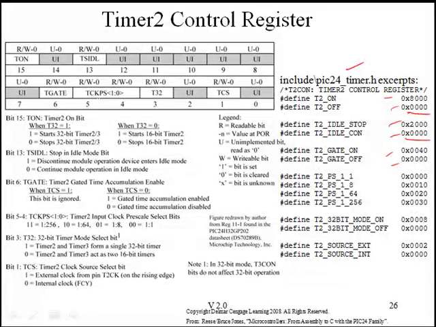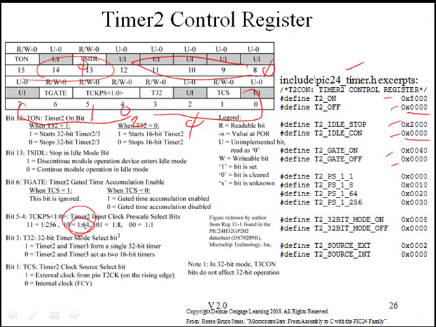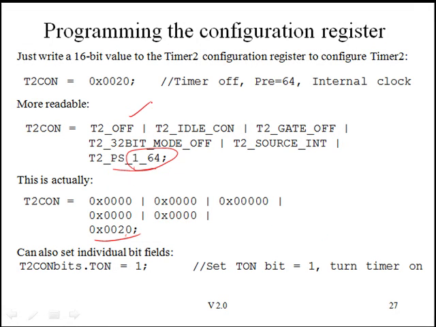Why is selecting a prescaler of 64 equal to this hex value right here, 20? Well, if we take a look at this, a prescale value of 64 is going to be a value here of a 10. If we write this in hex, this is going to be 0. These 4 bits right here is going to be 2. These 4 bits right here is going to be 0, and these 4 bits right here is going to be 0. So for selecting a prescaler value of 64, the 16-bit value is going to be 0020 as defined here. So we're typically going to use this more readable form to set the configuration register.